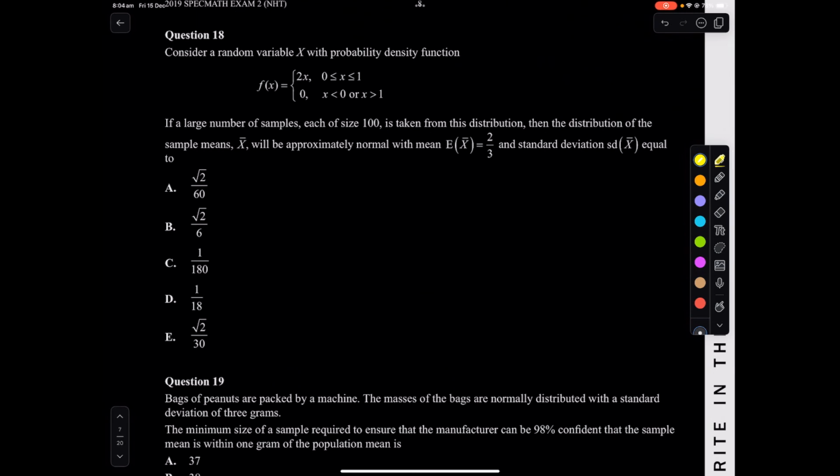Question 18. Consider a random variable x with a probability density function this. If a large number of samples, each of size 100, is taken from this distribution, then the distribution of the sample mean will be approximately normal with mean this and a standard deviation equal to what?